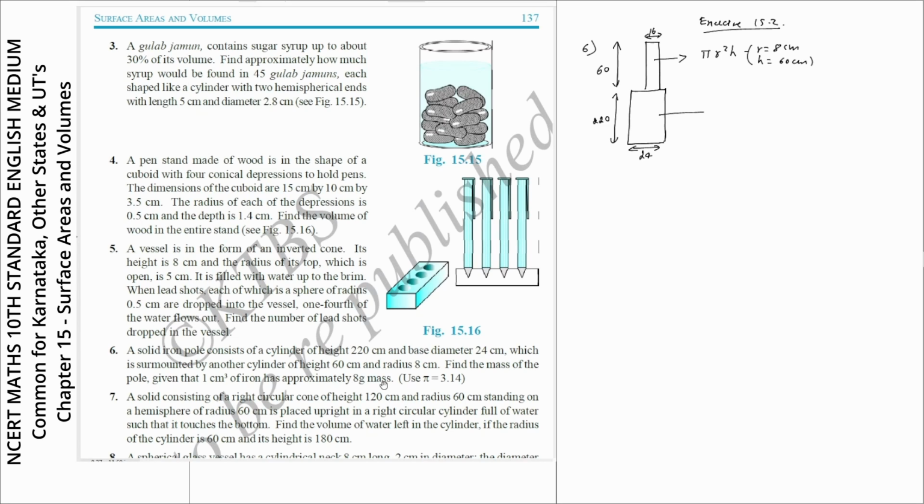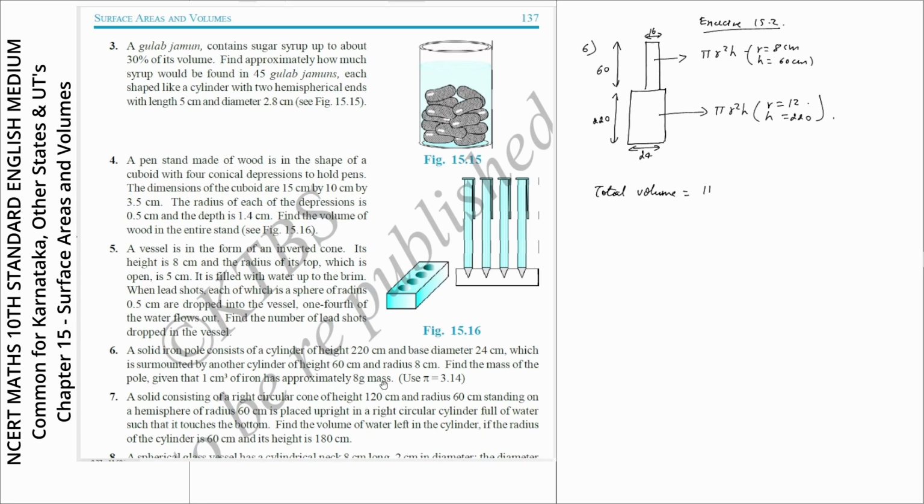And what is the volume of the second cylinder? It is pi r square h. So here radius is 24 by 2, that is 12. And what is the height? Height is 220. Now what is the total volume? Total volume is equal to the sum of the volumes of these two cylinders.